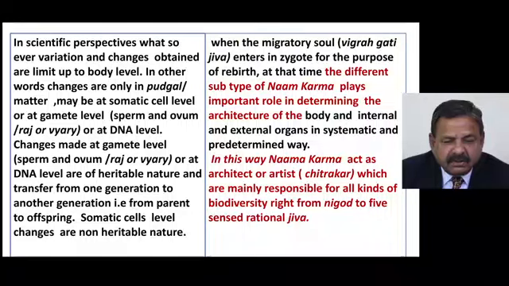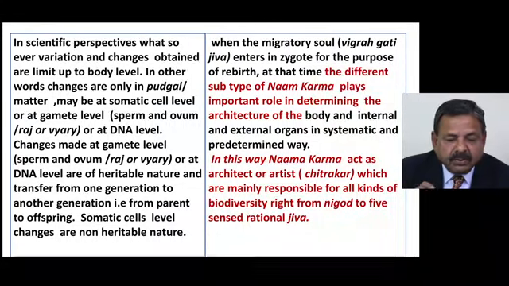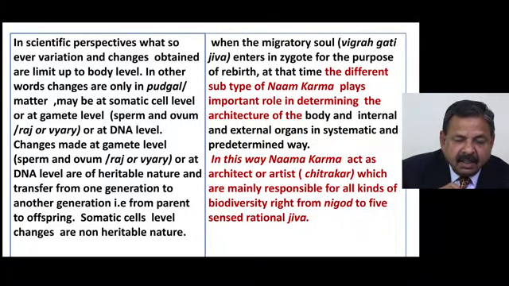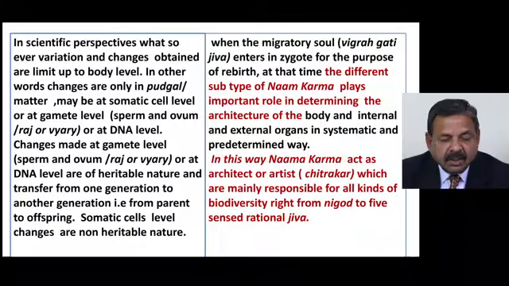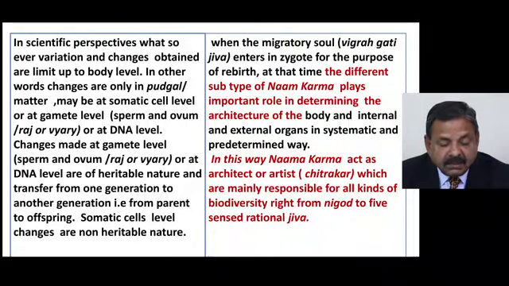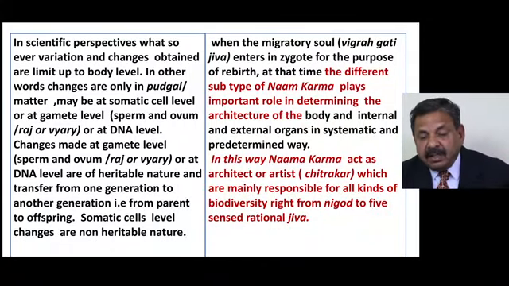In the scientific perspective, whatever variation and changes are obtained are limited up to the body level. In other words, changes are only at the pudgal level or matter level, maybe at the somatic level or at the gamete level, sperm or raj or vir level, or at the DNA level. Changes made at the gamete level, the sperm or ovum level, at the DNA level are of heritable nature, and transfer from one generation to another, that is from parent to offspring or progeny. Somatic cell level changes are not heritable, as I have explained to you earlier.